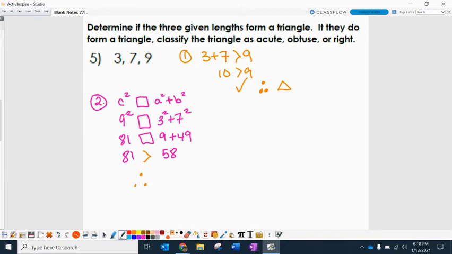Therefore, oh, and I said 58. That's right. Okay, sorry, just double checking myself. I wanted to be sure. So that's going to be an obtuse triangle. Since c squared was greater than a squared plus b squared, that's going to be an obtuse triangle.